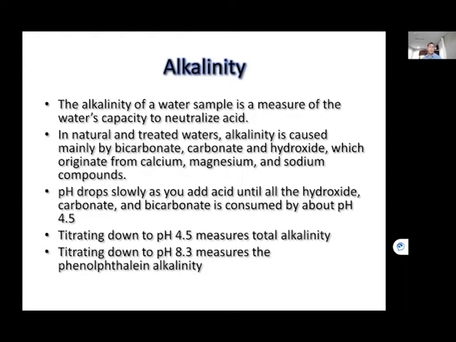Alkalinity. The alkalinity of a water sample is a measure of the water's capacity to neutralize acid. In natural and treated waters, alkalinity is caused mainly by bicarbonate, carbonate, and hydroxide, which originate from calcium, magnesium, and sodium compounds. pH drops slowly as you add acid until all hydroxide, carbonate, and bicarbonate is consumed by 4.5. Titrating down to pH 4.5 measures total alkalinity. Titrating down to 8.3 measures phenolphthalein alkalinity, which most source waters are already near that endpoint.